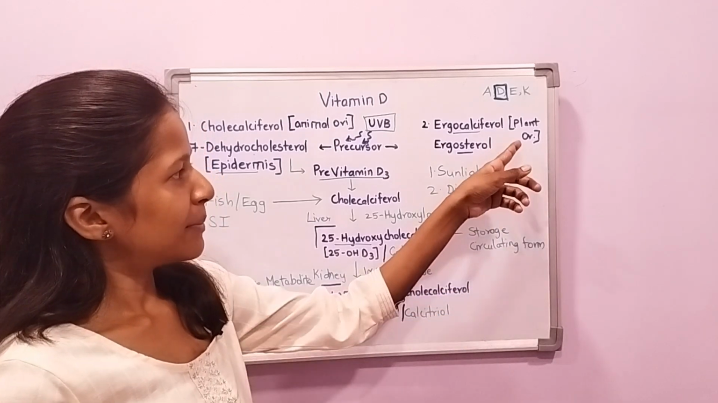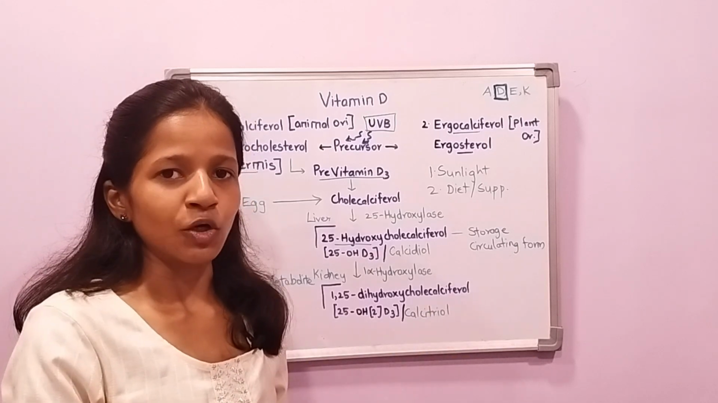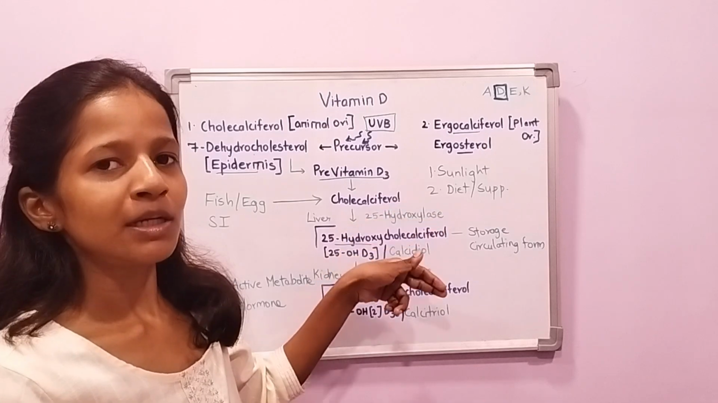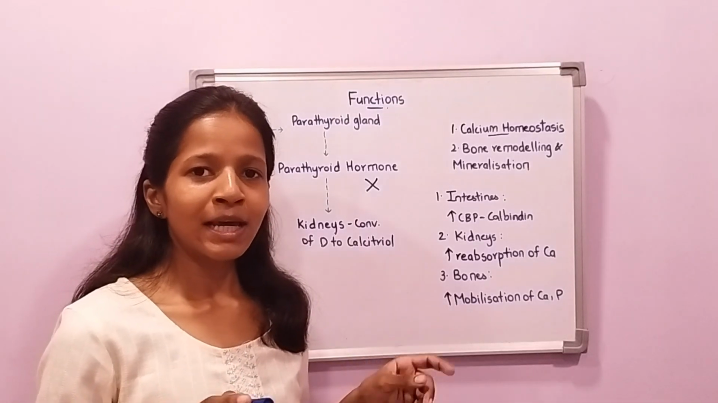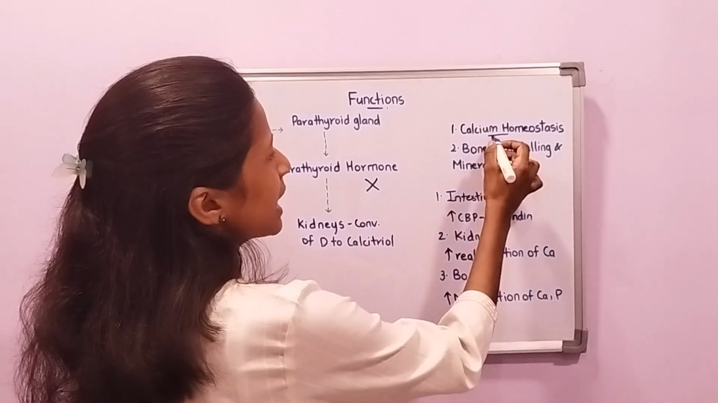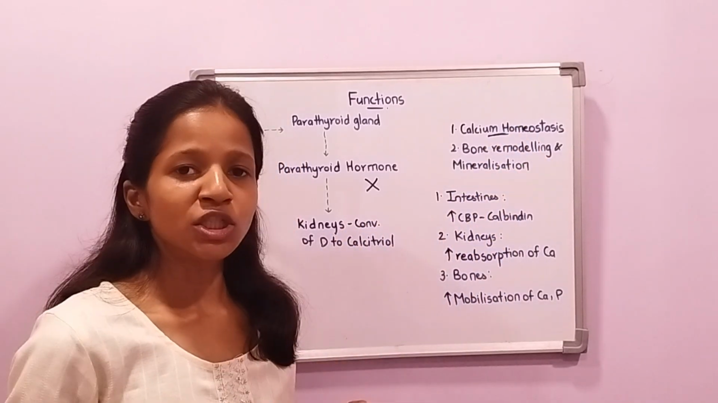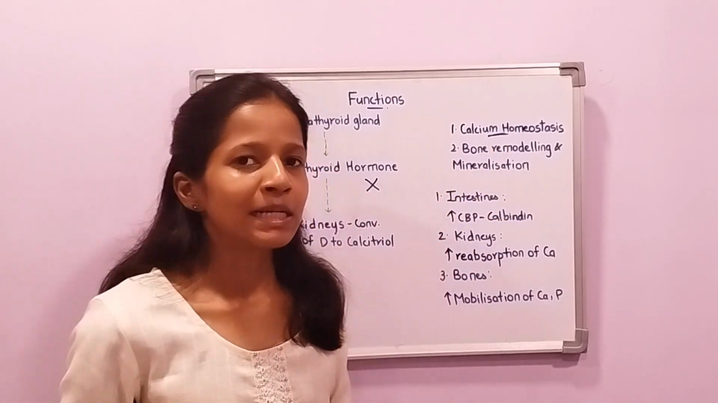Same goes for plant-based. Supposing mushrooms are being consumed, they have ergocalciferol. So it goes through the same cycle. From the intestine it gets absorbed, then liver, kidneys, to get converted to the active form. Calcitriol has two main functions. Calcium homeostasis, it regulates the amount of calcium in the blood, and second is bone remodeling and mineralization.